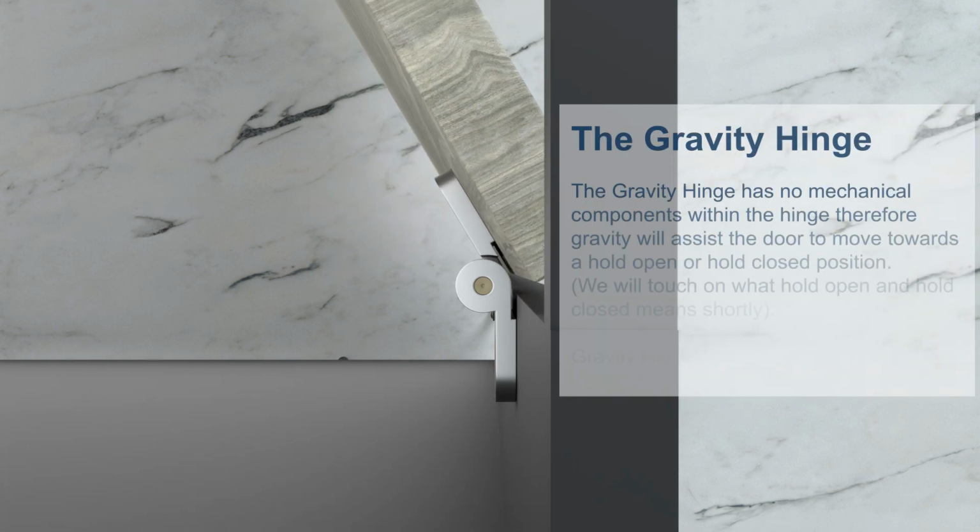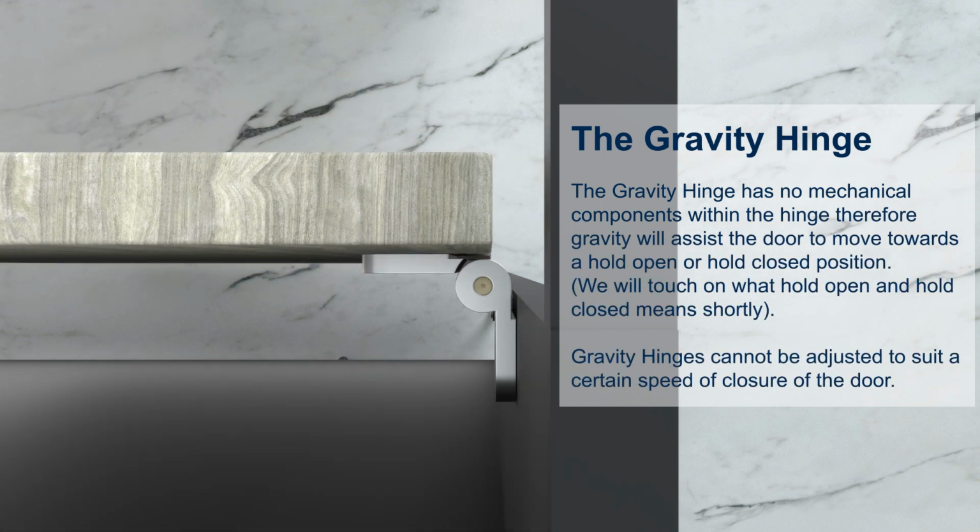The gravity hinge. The gravity hinge has no mechanical components within the hinge. Therefore, gravity will assist the door to move towards a hold open or hold close position. We'll touch on what hold open and hold close mean shortly. Gravity hinges cannot be adjusted to suit a certain speed of closure of the door.